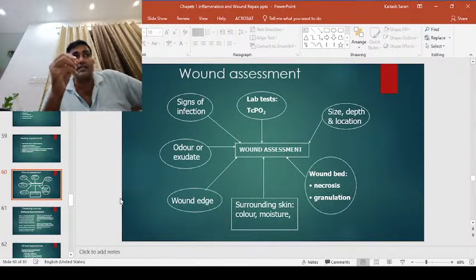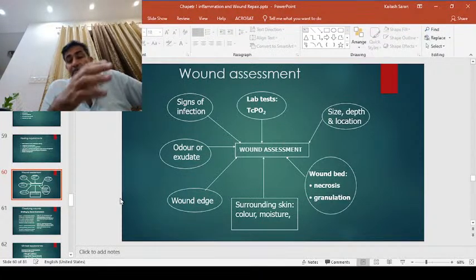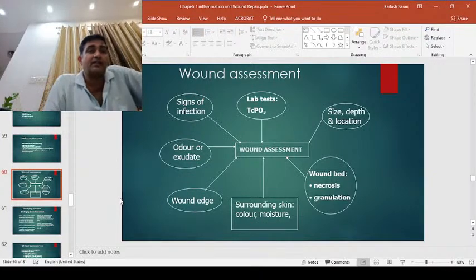And the best test for wound assessment is TCPO2. TCPO2 is the best test for wound assessment. So this is the laboratory test for wound assessment. Again, it will affect wound healing.